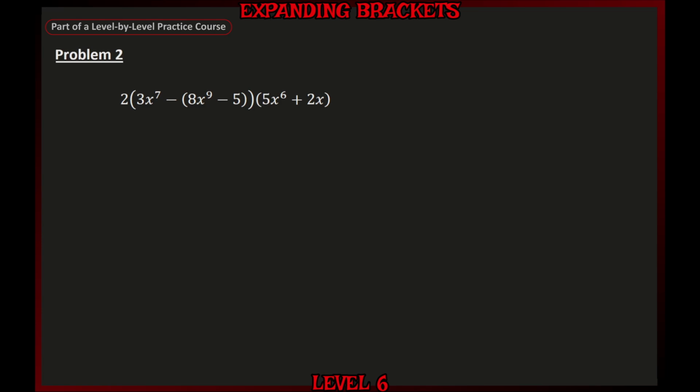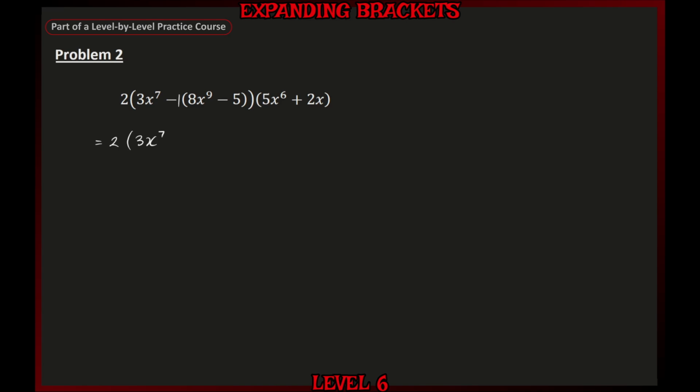In problem 2, we're expanding and simplifying this expression. Now in the first bracket, we can see that we have another bracket inside. And the best way to expand these is to start with the innermost bracket and work our way out. So we have 2 multiplied by 3x to the power of 7. And in front of this bracket, we have a minus. And this minus is a minus 1.